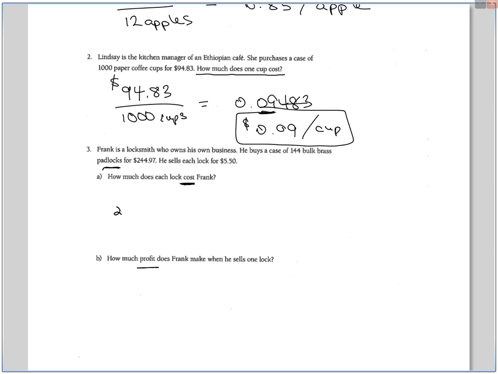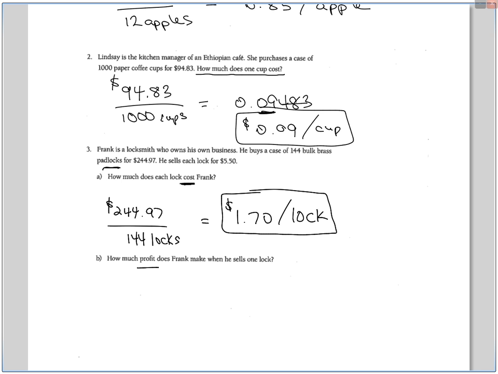So again, put the dollar on top. The locks on the bottom. 244.97 divided by 144. I have $1.70 after rounding per lock. And this is important because if you know how much it costs for you to purchase one lock, then what you can do as a business person is decide, well, how much to sell one lock for.